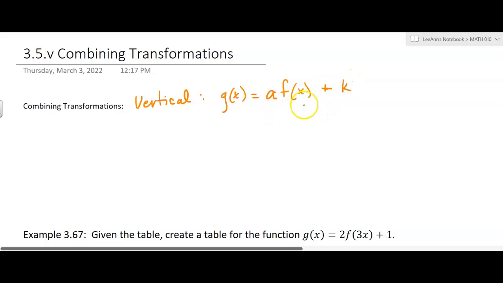Well, the first thing you're going to do is the stretch or compression with a, and then you're going to shift up or down k. All right. Now, what if we want to combine horizontal ones?